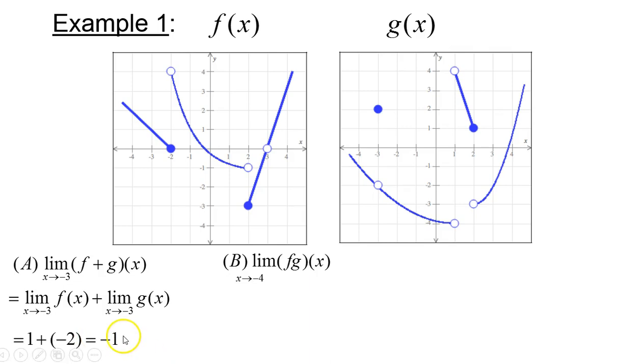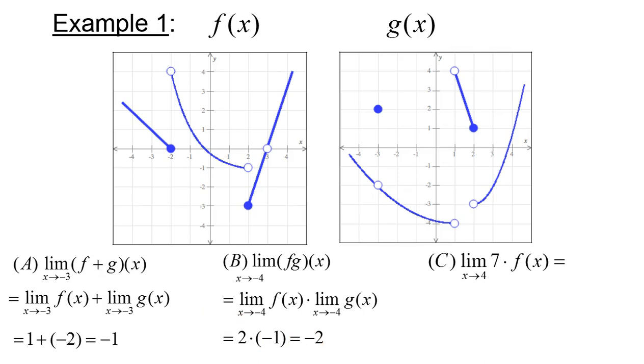Product. If I have the limit as x approaches negative 4 of f times g of x, again, break it into two different limits. I have the limit at -4 of f, and the limit at -4 of g. At -4 here for f, I see a left limit and a right limit, both converging at 2. So I'm going to replace the limit of f with 2. And at -4 here for g, I have a left limit and a right limit converging at -1. So 2 times -1 is -2.